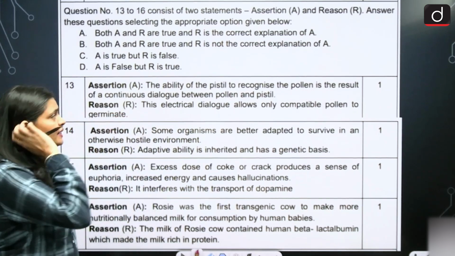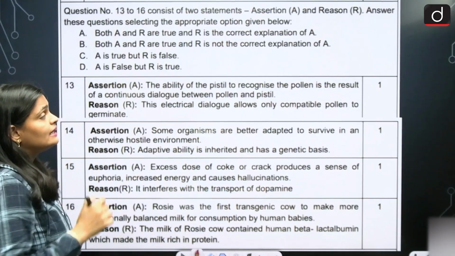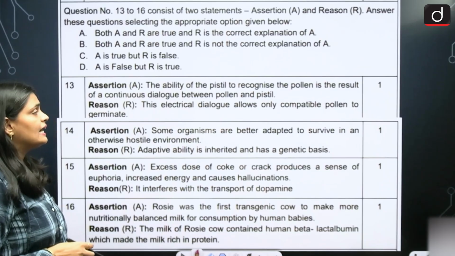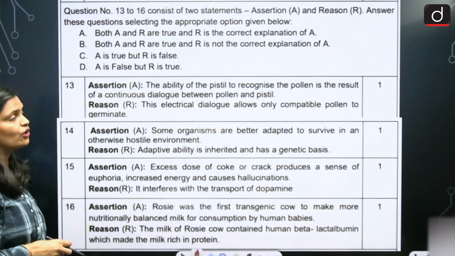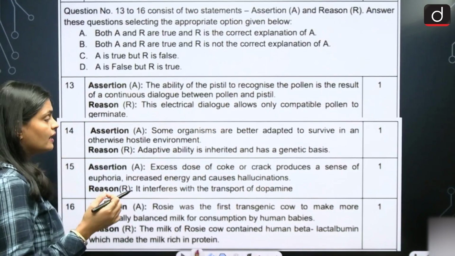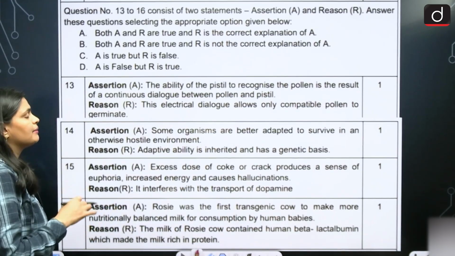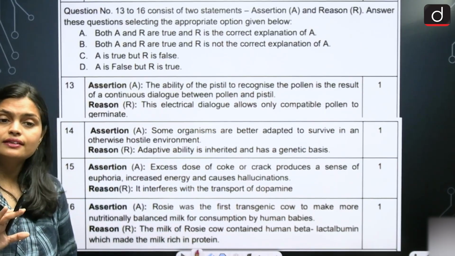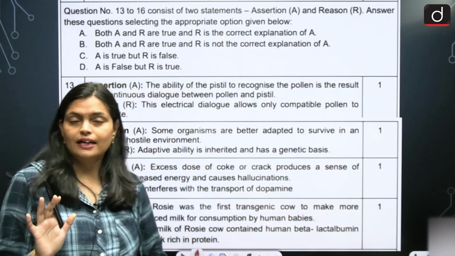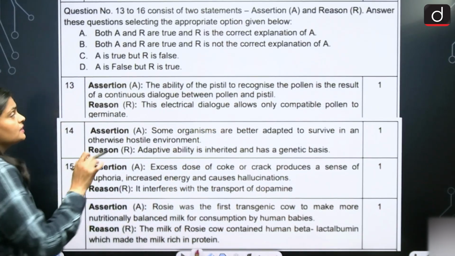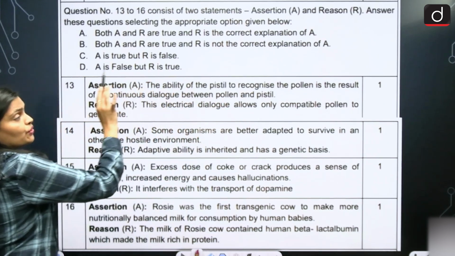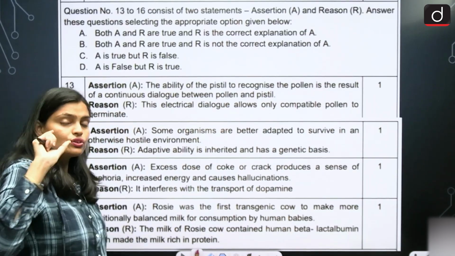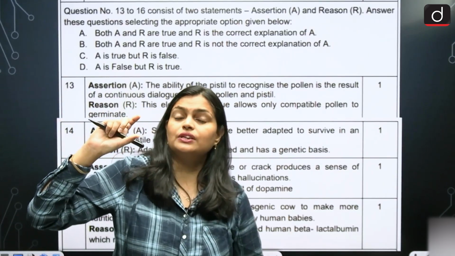Assertion says the ability of the pistil to recognize the pollen is the result of continuous dialogue between pollen and pistil. Reason says that electrical dialogue, matlab interaction, electrical dialogue allows only compatible pollen to germinate. Now see, here the first statement is completely correct. That means you can say that the assertion is correct. The ability of the pistil to recognize the pollen is the result of continuous dialogue, correct hai. To pollen aur pistil mein interaction hota hai, right?